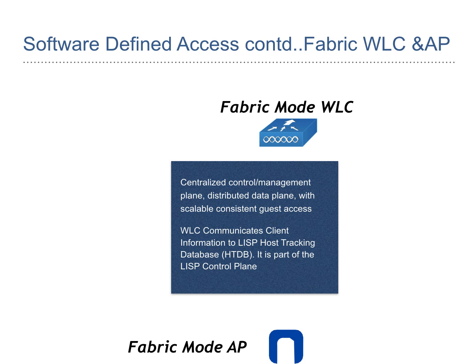Okay. So next comes the Fabric mode APs, right? They are the extended data plane in SD access for wireless edge, right?